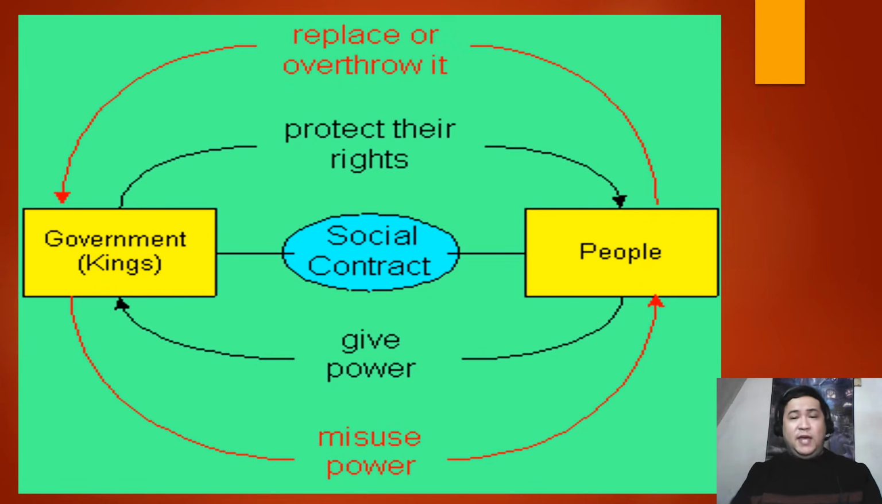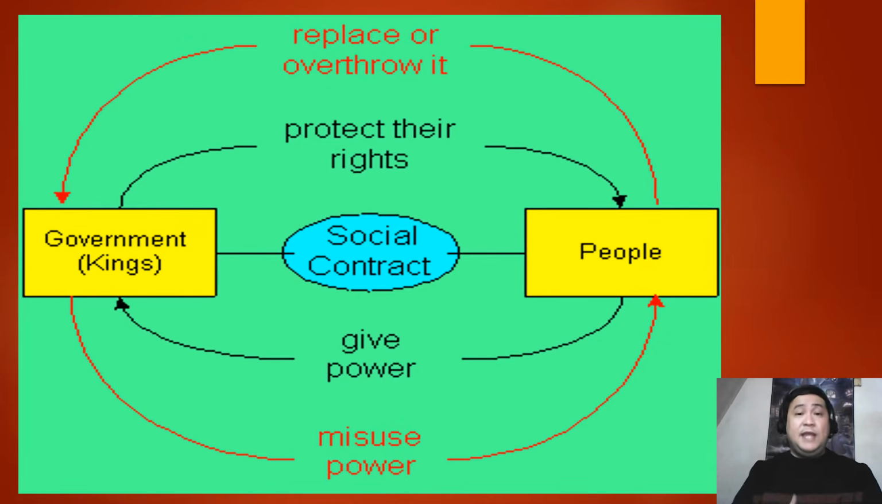Okay? Under the social contract of Jean-Jacques, let us analyze this diagram. So we have here the people and we have here the government. Say for example, the government is being ruled by a king. Of course, at present time, di ba, the government is being ruled by a president or a prime minister. So remember class, the power of the government comes from the people.